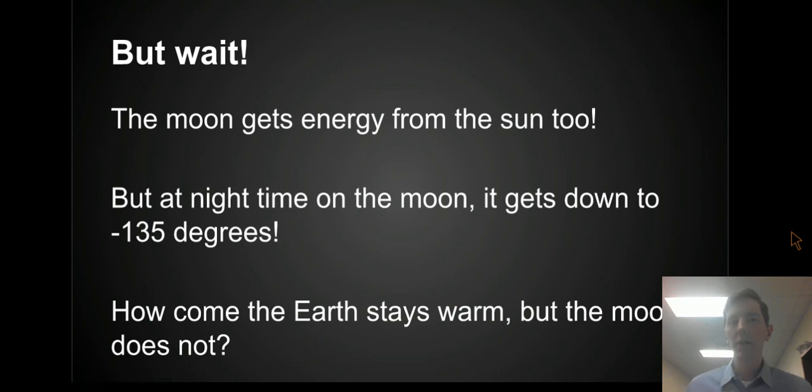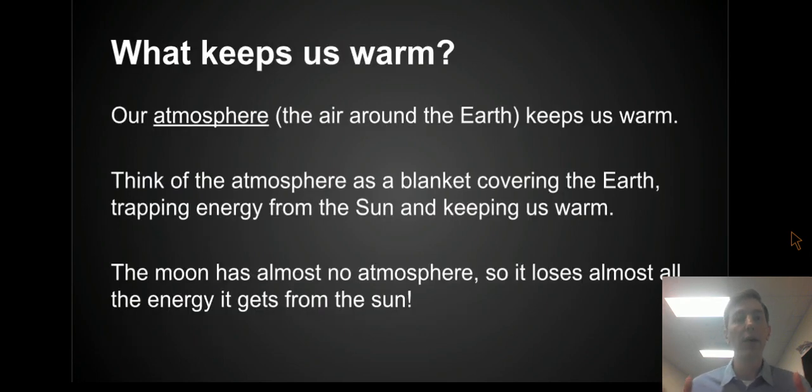But why do we stay warm? Because let's think about it. The moon gets energy from the sun too. The moon absorbs some of that sunlight. It turns it into infrared radiation and shoots it back out. But at nighttime on the moon, it gets down to negative 135 degrees. That definitely doesn't happen here on Earth. So how come the Earth stays warm, but the moon doesn't? Well, the answer is because of our atmosphere.